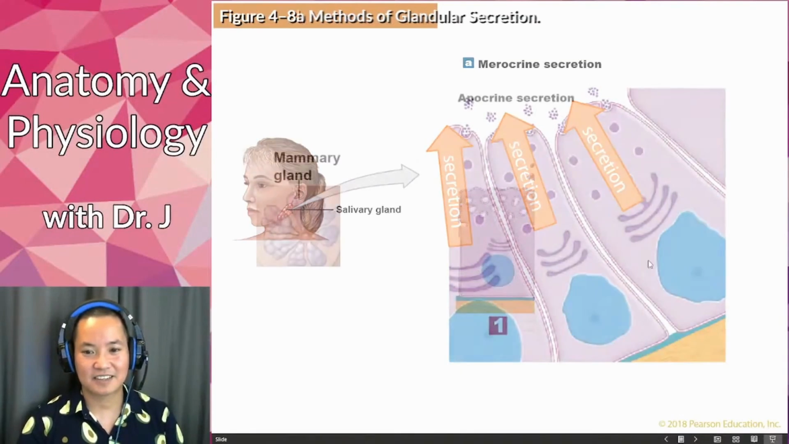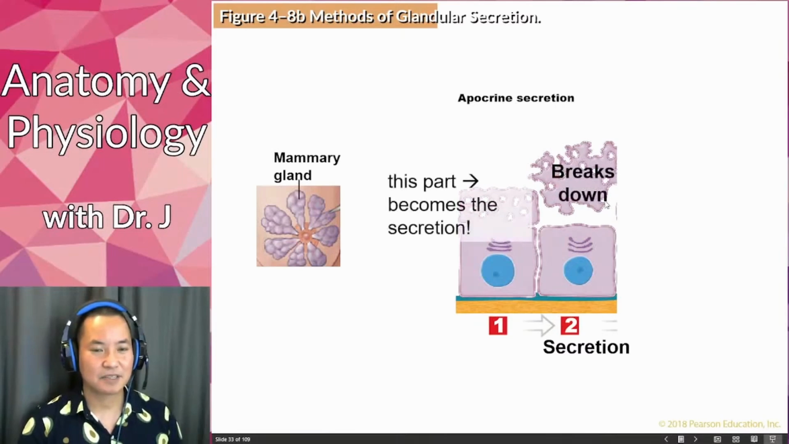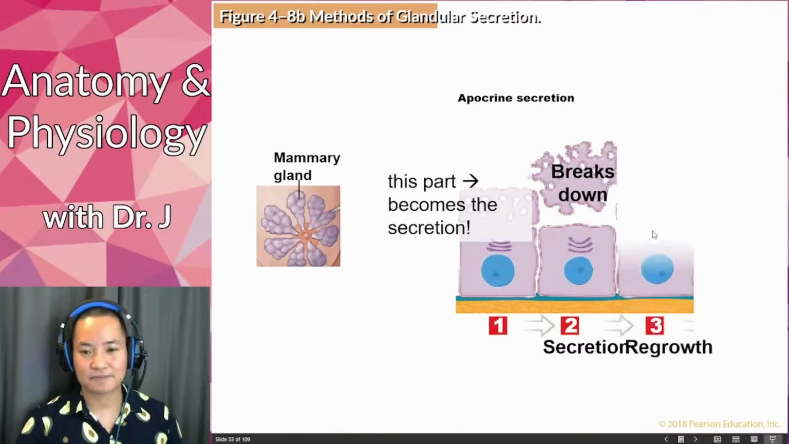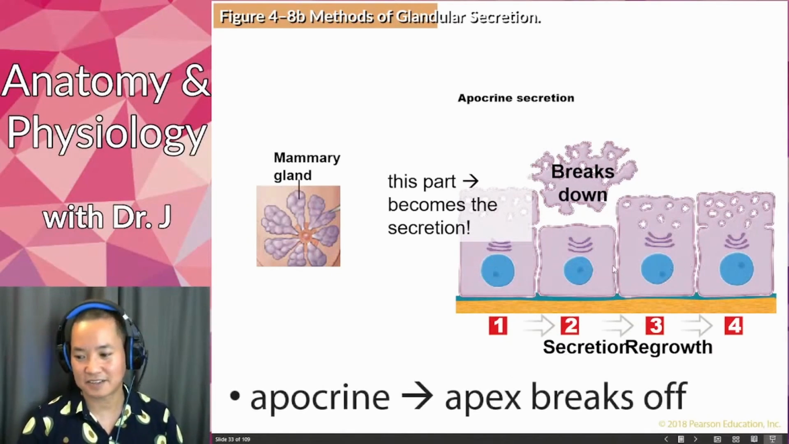Well, in apocrine secretion, the apical parts of these gland cells pinch off, and the cell still has some of it left over. This part right here, when it breaks down, becomes part of the secretion. So it breaks off part of itself to become the secretion. It doesn't break apart completely, just the apical part. And the cool thing is that it can regenerate and start the whole cycle again.